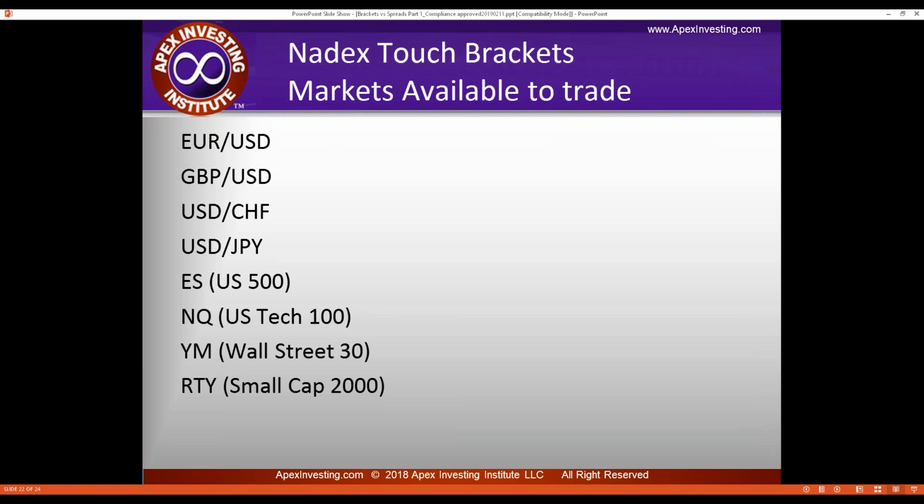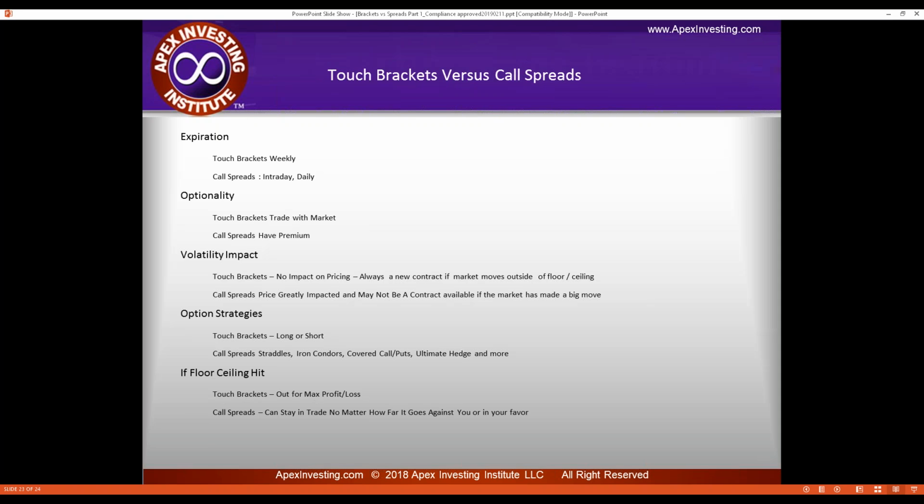Right now, the touch brackets are available on 4 different forex pairs and the 4 US indices, as I showed you there. I'm sure they will be working on more soon. So that's a quick overview of the basics of spreads and the basics of touch brackets. Just to recap some of the differences: touch brackets, weekly expiration. Call spreads, intraday and daily.